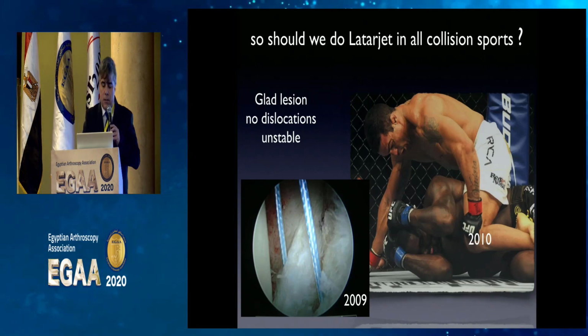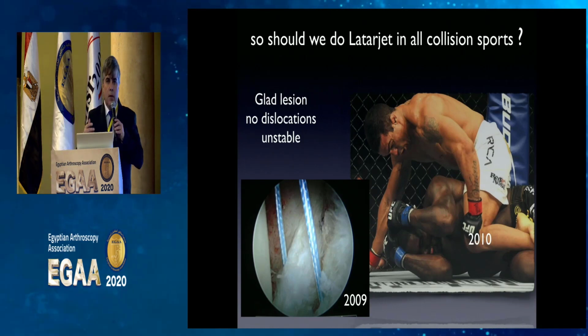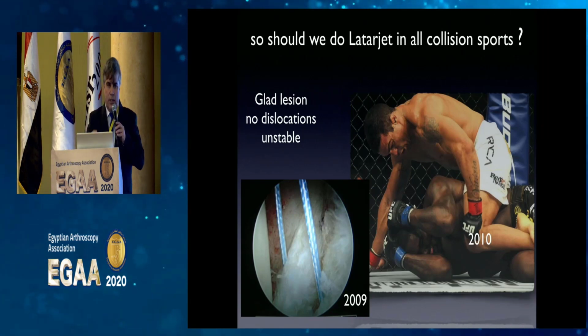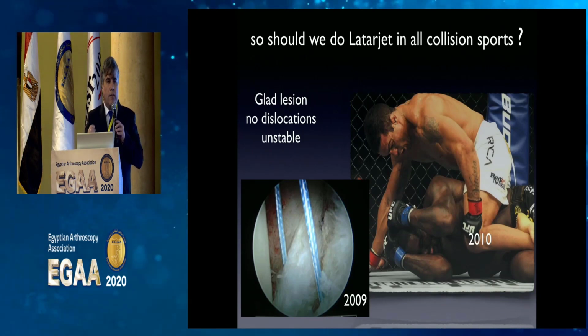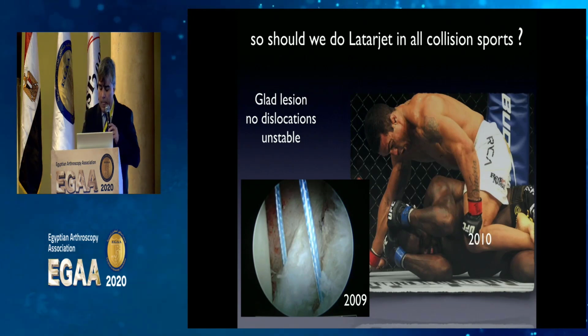That's a glad lesion. That's for the people who call this Victor Belfort, a famous Brazilian MMA athlete, and that was in 2009. We had a chance to repair. He has just a subtle instability. He couldn't put strength in his left shoulder to punch, and then we fixed his labrum, and 1 year later he went back to playing.